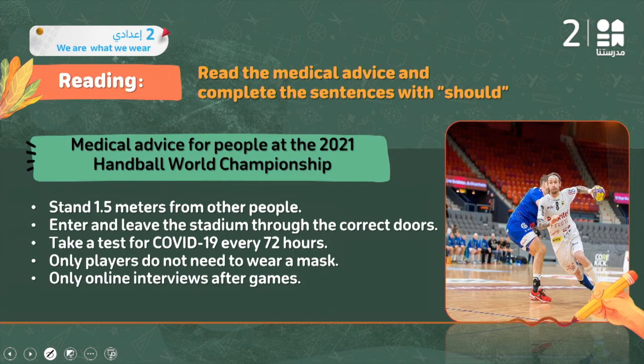So, here, let's see the coming ones. The first piece of advice is to stand 1.5 meters from the other people. You have to keep distance because of COVID-19, the coronavirus. So we have to keep distance between us and the other people. Enter and leave the stadium through the correct doors. This is the second thing we have to pay attention to: if we are entering a stadium we have to enter through the correct doors. Take a test for COVID-19 every 72 hours. We have to take a test whether we are positive or negative every 72 hours.